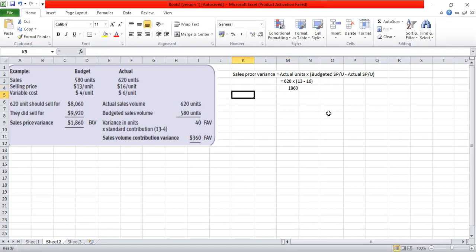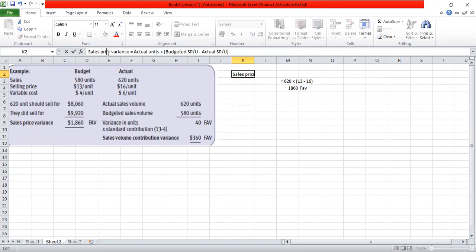Should it be favorable or adverse? That is the situation. See, they decided that they would sell it at 13, but in reality, they ended up selling it at a better price. They got more amount of revenue because this is revenue. If the actual is better than the standard, it is favorable. In case of cost, actual should always be less than standard. So that is what we have understood. In case of sales variances, the actual should be better than the standard.